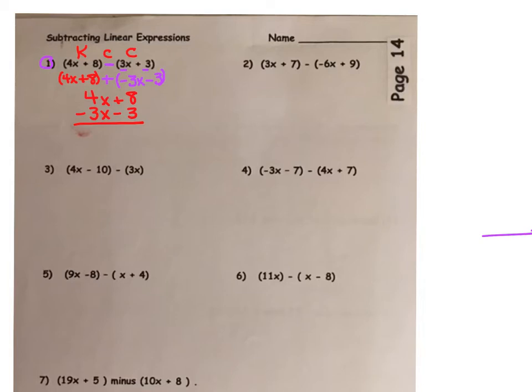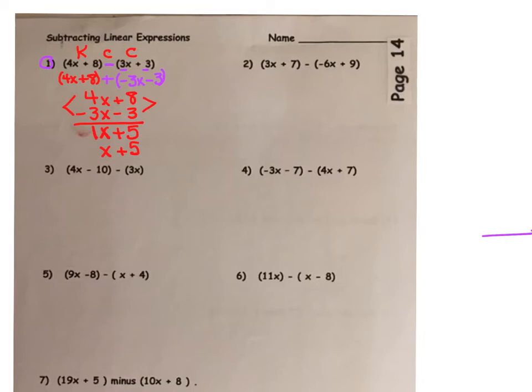Let's combine. When we bring together our constants, a gain of 8 but a loss of 3, we get a gain of 5. And when we bring together our x terms, we get 1x. Your answer is 1x plus 5. You can also write it this way, simply x plus 5. The 1 is not necessary. Let's move on to another problem.